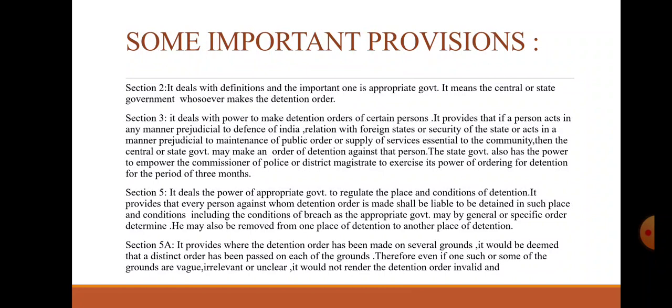Now coming to section 5A, it provides where the detention order has been made on several grounds. For example, a breach of public order or security of the state. Then it would be deemed that a distinct order has been made on each of these grounds. A distinct order is made on security of the state, a distinct order is made on maintenance of public order. Therefore, even if one or some of the grounds are vague, irrelevant or unclear, it would not render the detention order invalid. मतलब है इसका कि अगर कोई एक ground इनमें से irrelevant हो जाता है या vague हो जाता है, लेकिन बाकी grounds are okay and they are pertinent, but it would not render the whole detention order invalid.